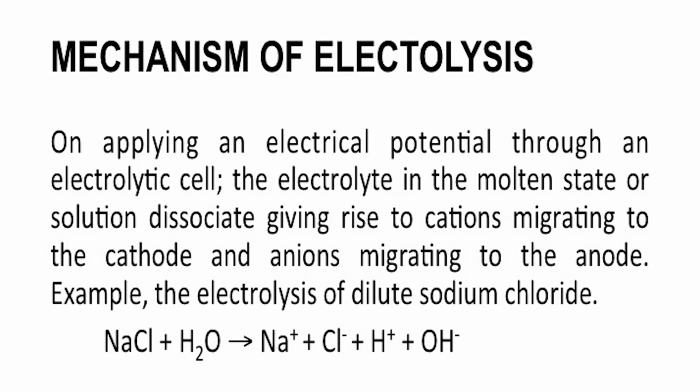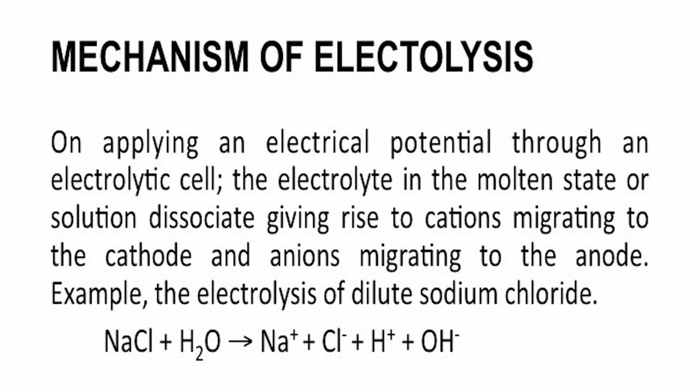Mechanism of electrolysis. On applying electric potential through an electrolytic cell, the electrolyte in the molten state or solution dissociates, giving rise to cations that are positively charged, migrating towards the cathode, and anions that are negatively charged, migrating towards the anode. For example, the electrolysis of dilute sodium chloride.